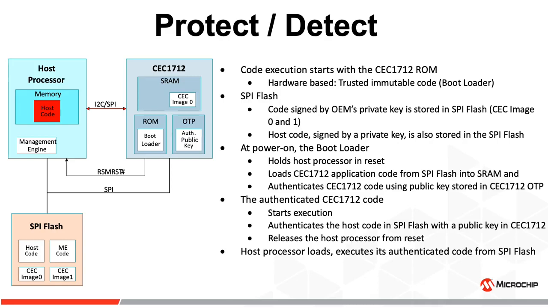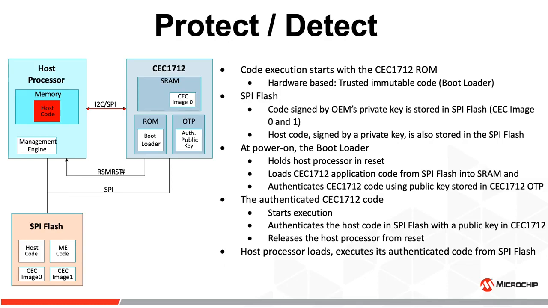The CEC 1712, again, has started with the ROM in here. We'll then go out to the SPI Flash, pull in the image from the SPI Flash into the SRAM in here, and then it will use the CEC 1712 public key that is stored in the one-time programmable memory to validate the image and the signatures of the image. If that image is encrypted, it will also decrypt that image and then allow it to start running.